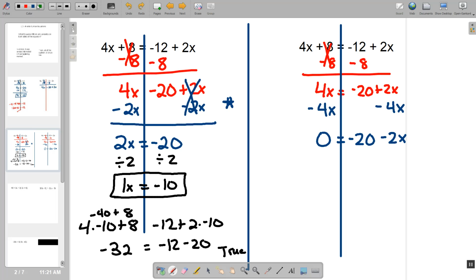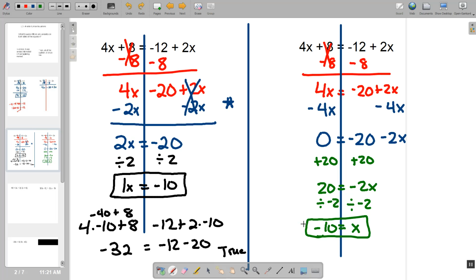Now, I have everything on one side of the equal sign, so I have to move the 20s back over. And so I get 20 is equal to negative 2x. I divide by negative 2. And I get negative 10 is equal to x. So because I moved the x's to the right and I moved the numbers to the right, I ended up having this extra kind of weird step in the middle.